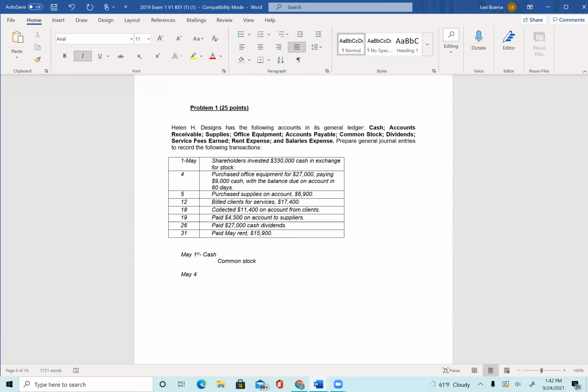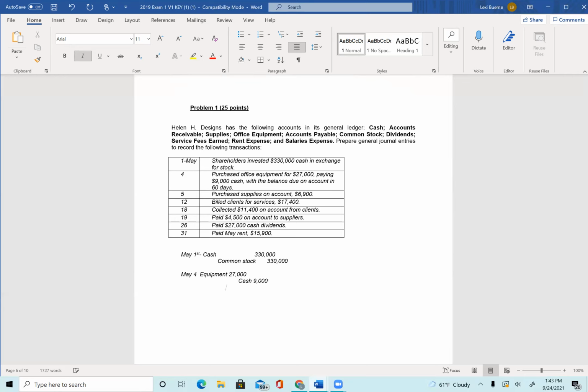May 4th, purchased office equipment for $27,000, paying $9,000 in cash for the balance due on account. So we're going to debit equipment because we purchased it, so we're receiving the equipment for the full amount of $27,000. Oops, sorry, I forgot to put these amounts in here. Equipment, $27,000, and then since we paid cash, cash is going to go out, and we only paid $9,000, so we can only include the $9,000 there.